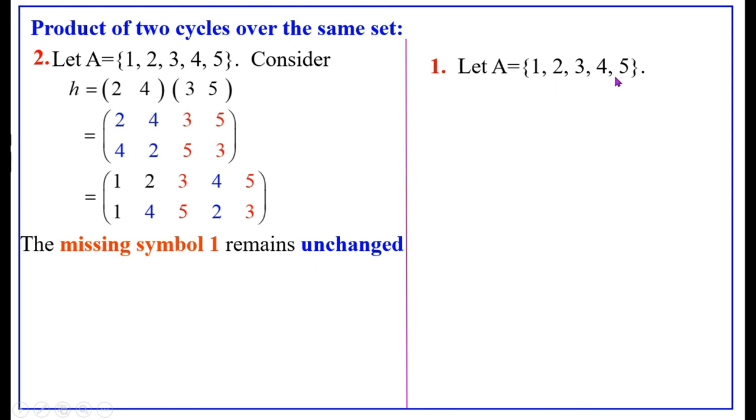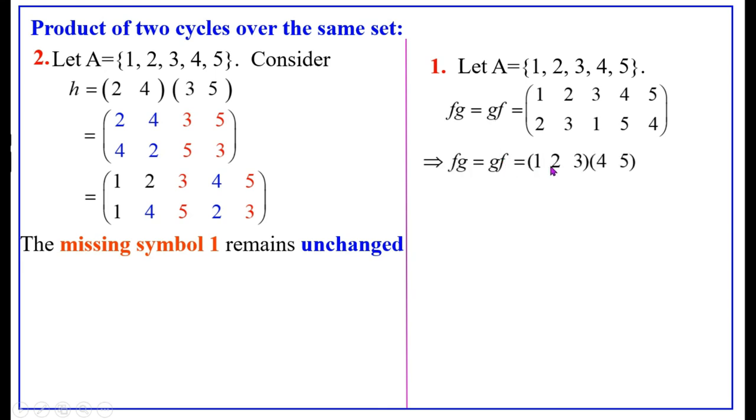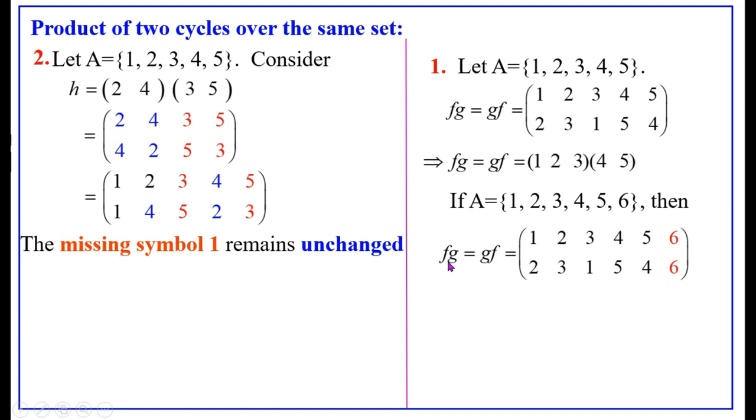A equal to 1, 2, 3, 4, 5. F into G equal to G into F, as we just discussed, that is (1 2 3) into (4 5). If A is equal to 1, 2, 3, 4, 5, 6, then F into G equal to G into F is equal to 1, 2, 3, 4, 5, 6, 2, 3, 1, 5, 4, 6.